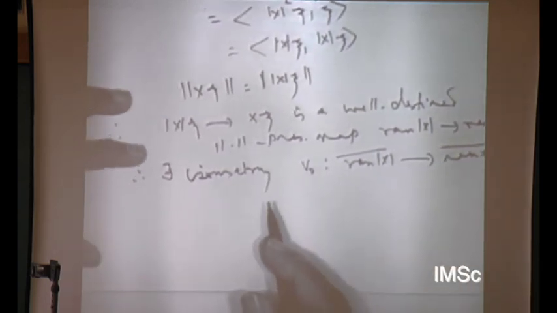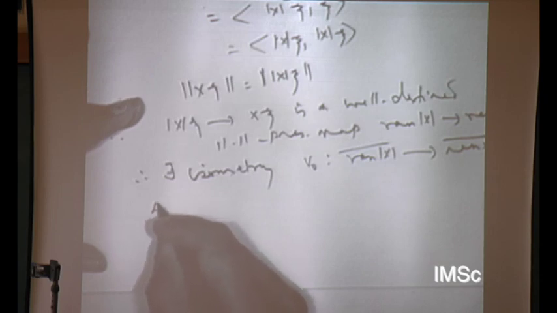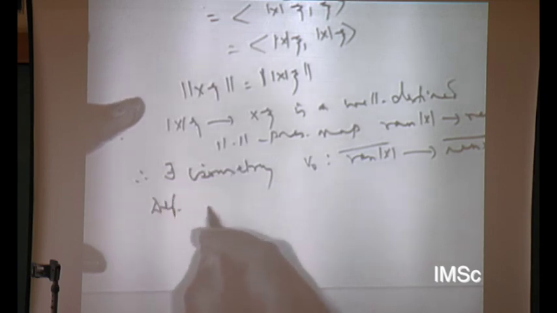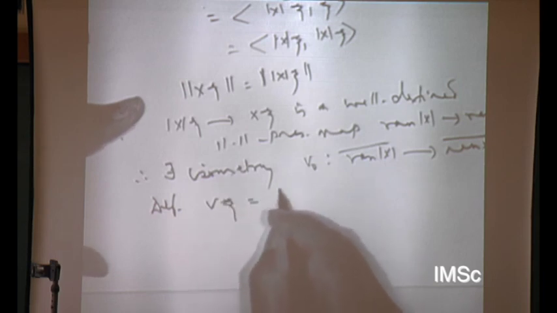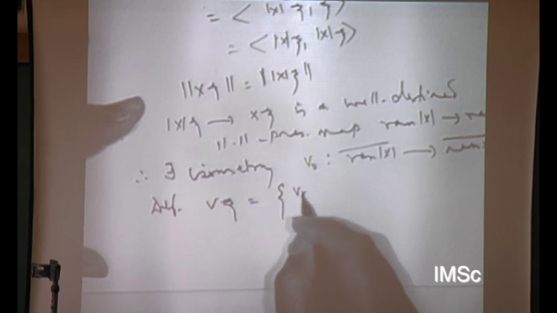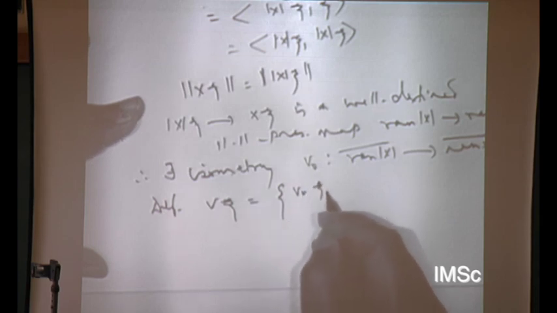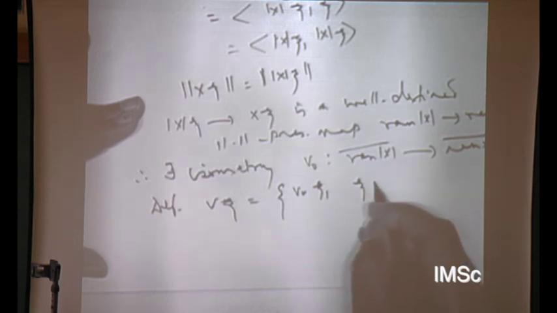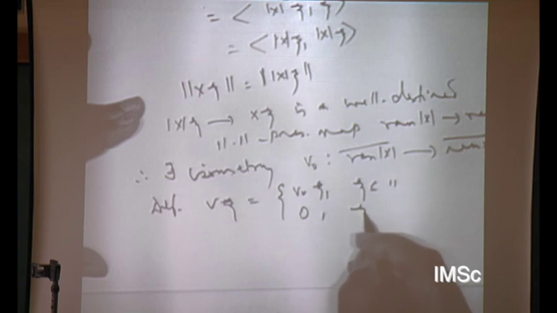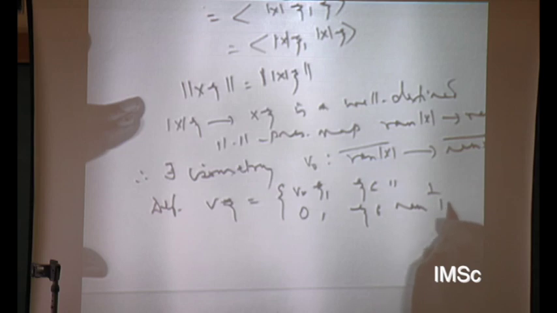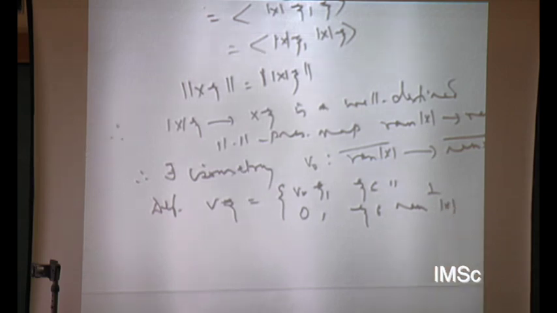And now, I define V: define V xi equal to V naught xi if xi is in range mod x, and 0 for z in range mod x perp. You have an operator defined on a subspace, you extend it by defining it as 0 on the orthogonal complement.